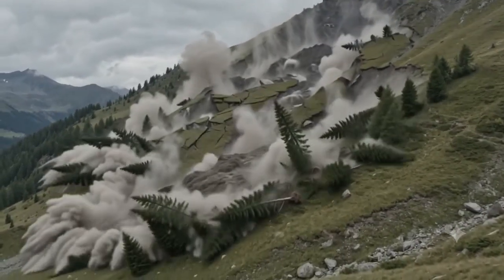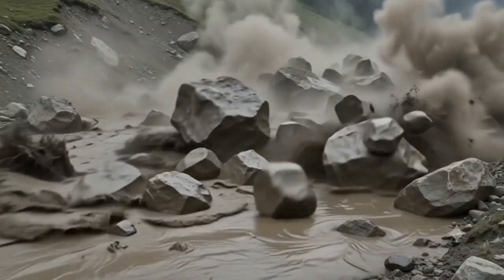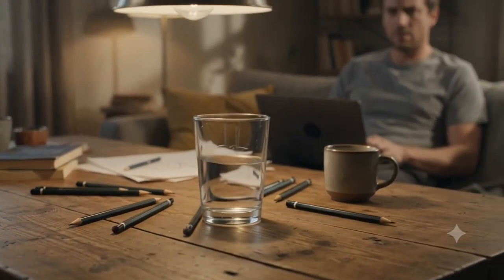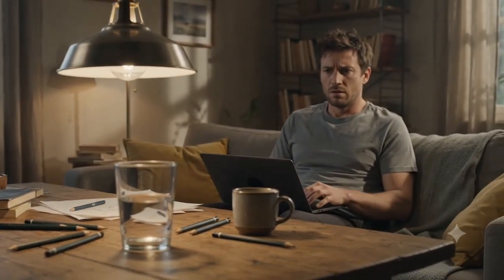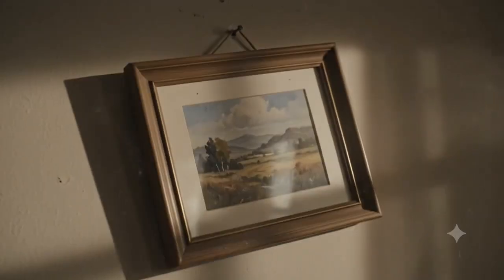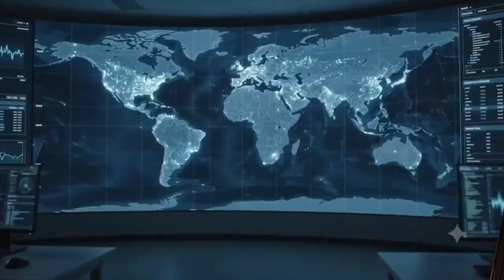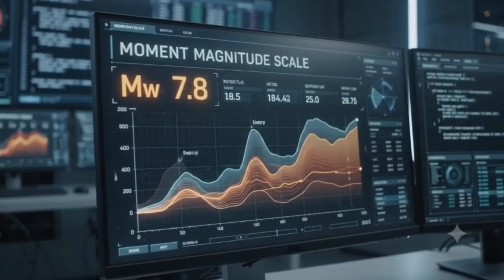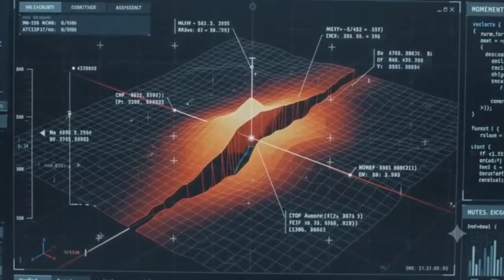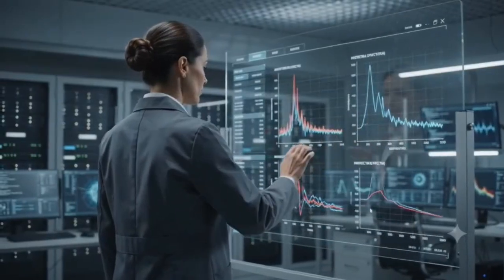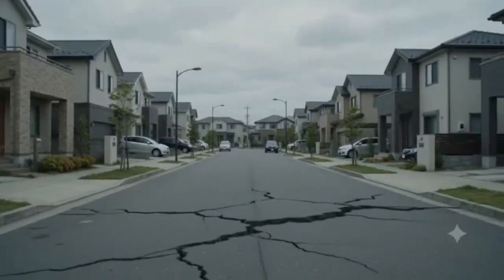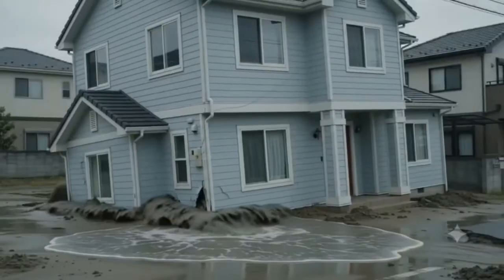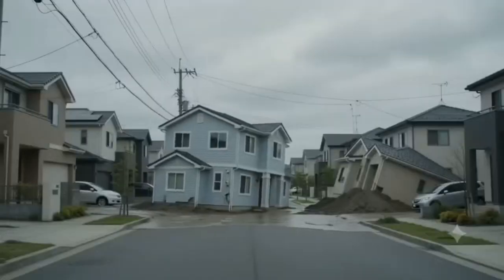Earthquakes can trigger dangerous landslides. Some earthquakes are preceded by foreshocks. Today, scientists use the moment magnitude scale. Water-saturated soil may behave like a liquid.